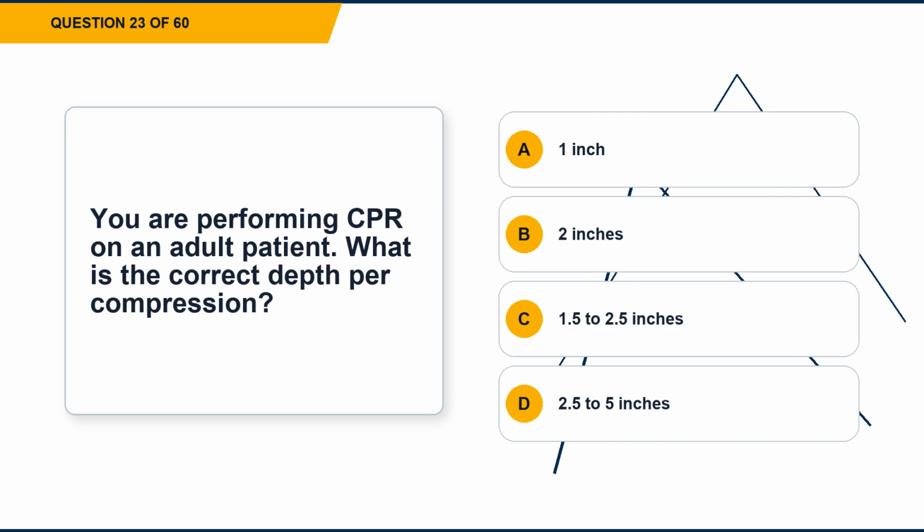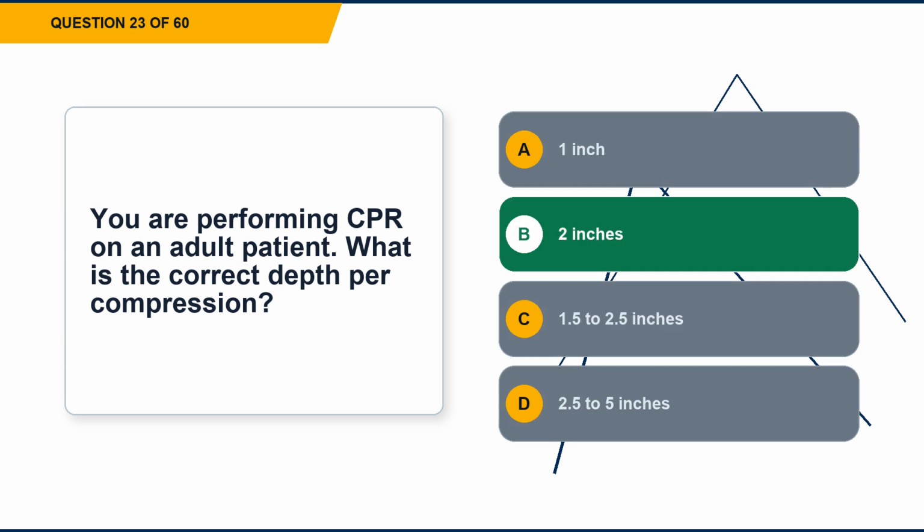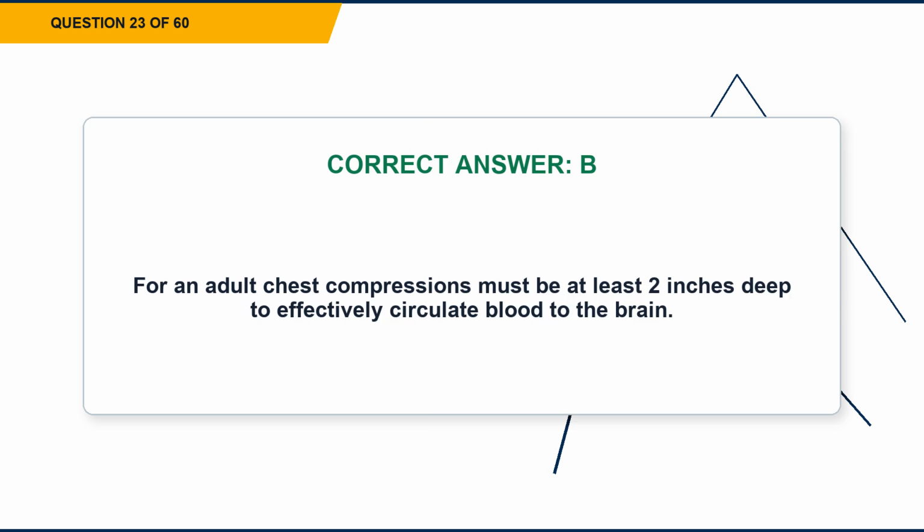Question 23. You are performing CPR on an adult patient. What is the correct depth per compression? Option A, 1 inch. Option B, 2 inches. Option C, 1.5 to 2.5 inches. Option D, 2.5 to 5 inches. The correct answer is option B, 2 inches. Explanation. For an adult, chest compressions must be at least 2 inches deep to effectively circulate blood to the brain.